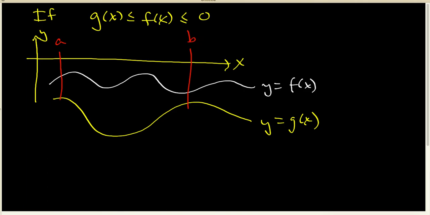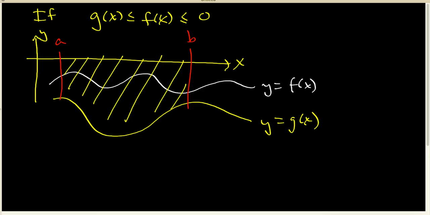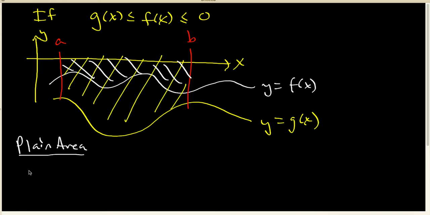Now I'm going to shade in the two areas again, and I'm going to notice that my yellow area looks like this, and my white area looks like this. Now, in terms of plane area, not talking about integrals, that white area is certainly less than the yellow area.